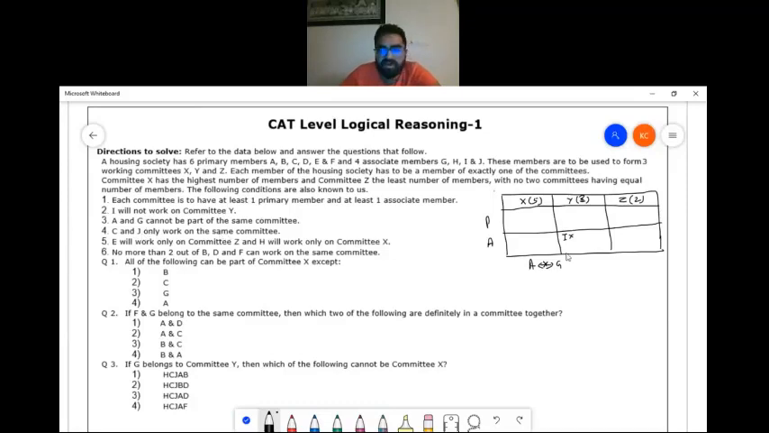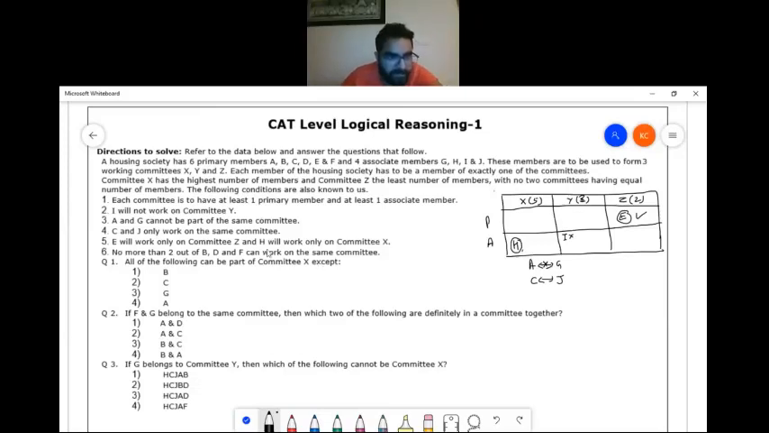C and J only work in the same committee. This is a positive constraint dependency, something which we can attach anywhere. E will work only in Z. E is in Z, so its quota is done. This part is done. H will only work with X. So H is here. Mostly we'll get one more member here, or maybe in Y we'll have one more member. We don't know. So I'm just circling this. Now this is already there.